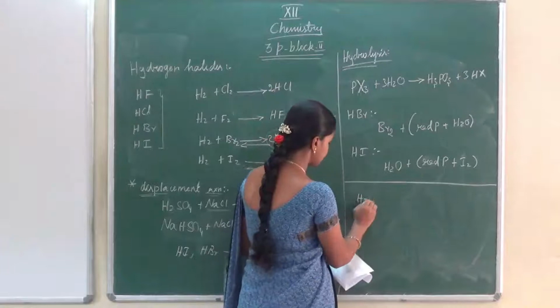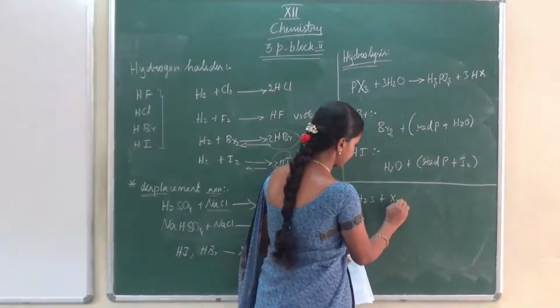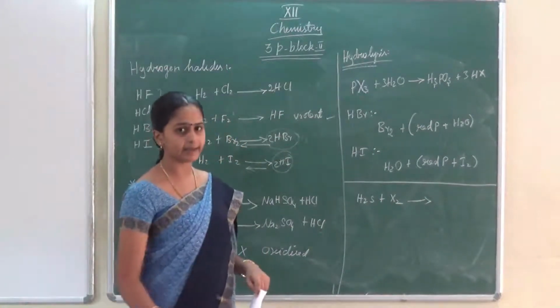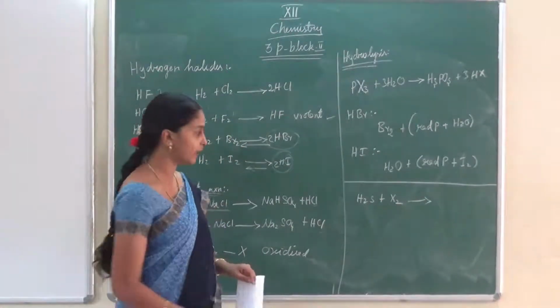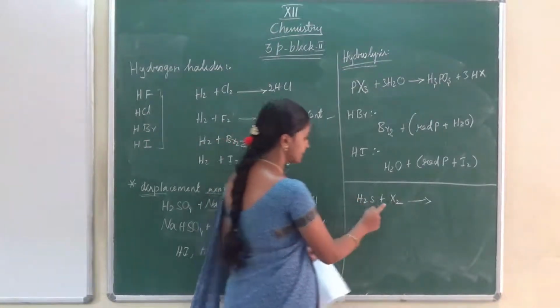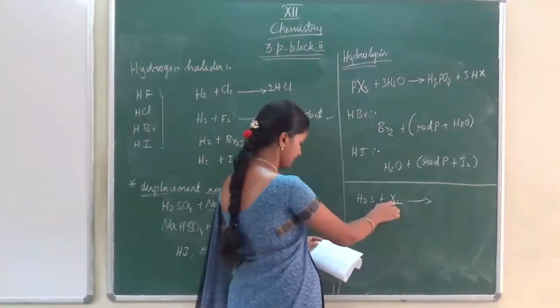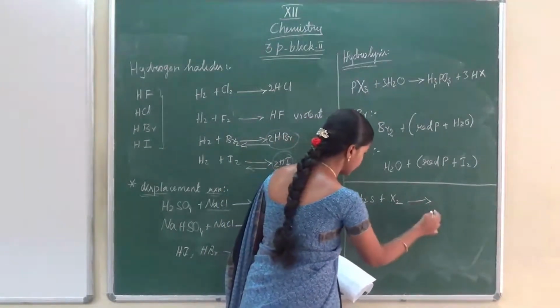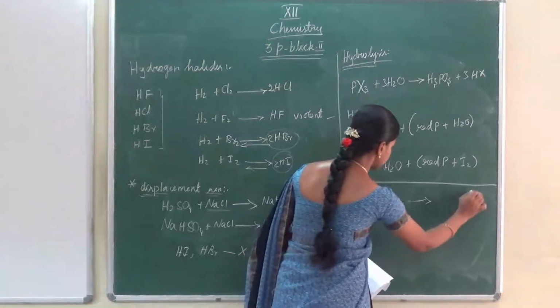Here H2S is there. When we treat it with X2, what is X? X is nothing but any halogen: fluorine, chlorine, bromine, iodine, any halogen. When we treat hydrogen sulfide with it, the halogen is reduced. Let me write here: halogen is reduced to HX.